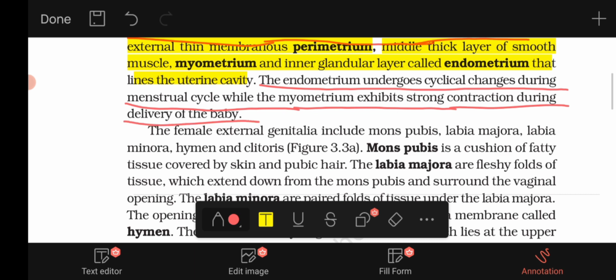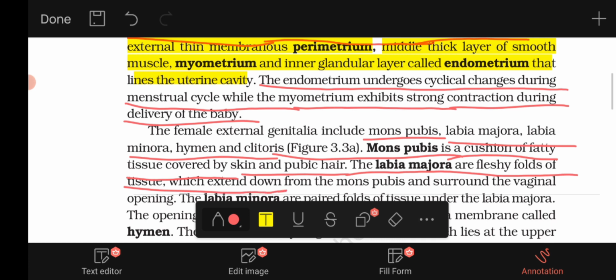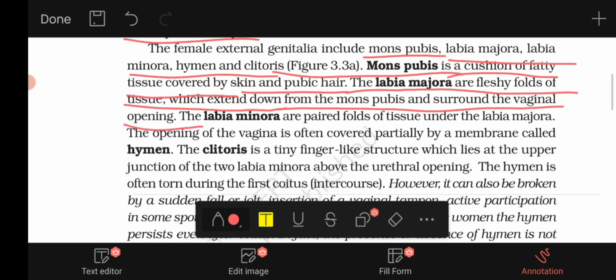The female external genitalia includes mons pubis, labia majora, labia minora, hymen, and clitoris. Labia majora is a cushion of fatty tissue covered by skin and pubic hair. The labia majora are the paired fleshy folds of tissue which extend down from the mons pubis and surround the vaginal opening. Labia minora are thin paired folds of tissue under labia majora. The opening of the vagina is often covered partially by a membrane called hymen.